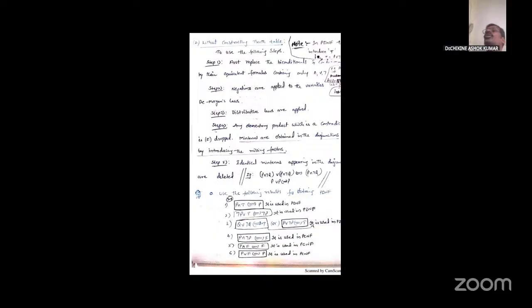So first we have to remove all conditional and biconditional formulas. If a biconditional is there, P double implies Q, then what is its equivalent formula? P implies Q intersection Q implies P. Like that, we have to convert all conditionals and biconditionals into equivalent formulas, and then into intersection, union and negation.